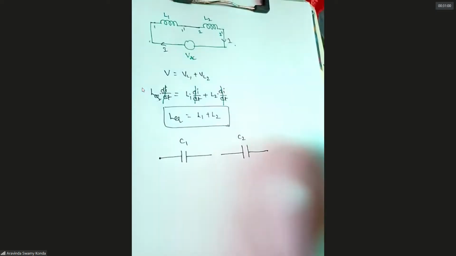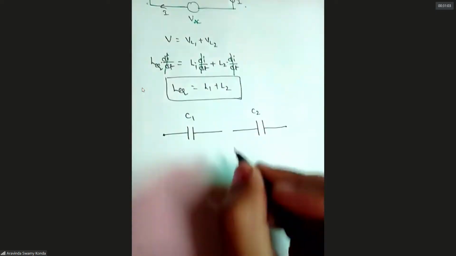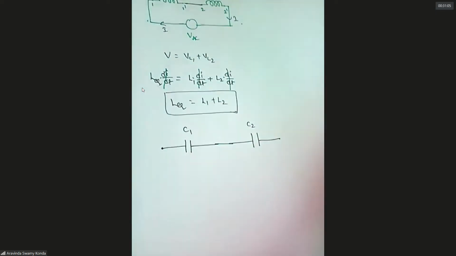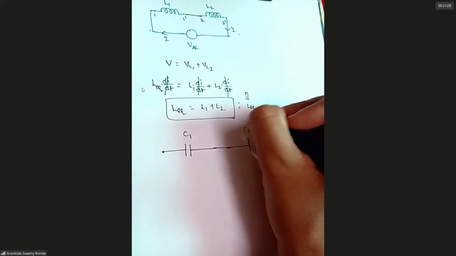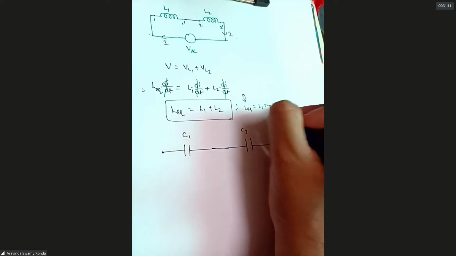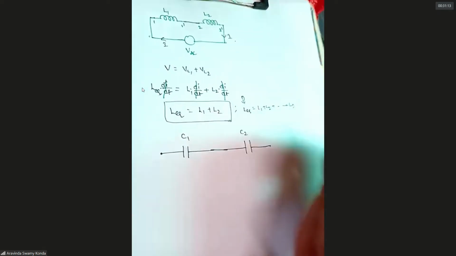C1, C2. So you want to connect these 2 points. This is the series connection. Suppose n number of inductors: L equivalent equals L1 plus L2 and so on up to Ln.